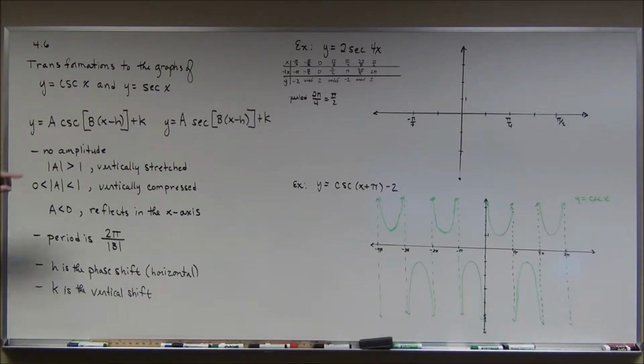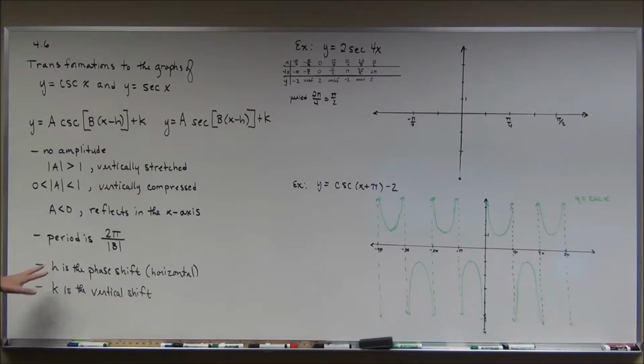Now here's the key. The period for cosecant and secant, the parent functions, is 2 pi. Just like with sine and with cosine, if we divide 2 pi by the absolute value of b, then we get the new period. So it might be stretched out, or it might be compressed, based on the value of b. The bigger b is, absolute value-wise, the smaller the period becomes.